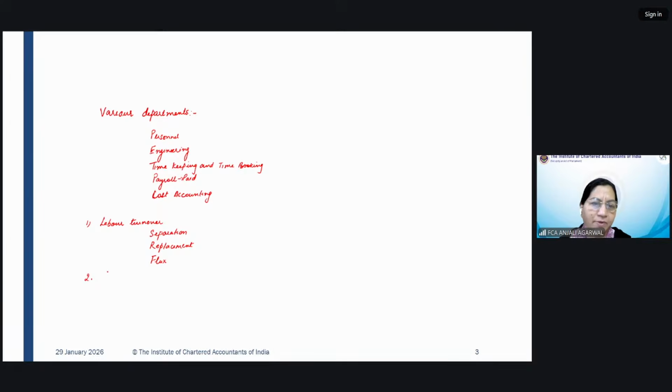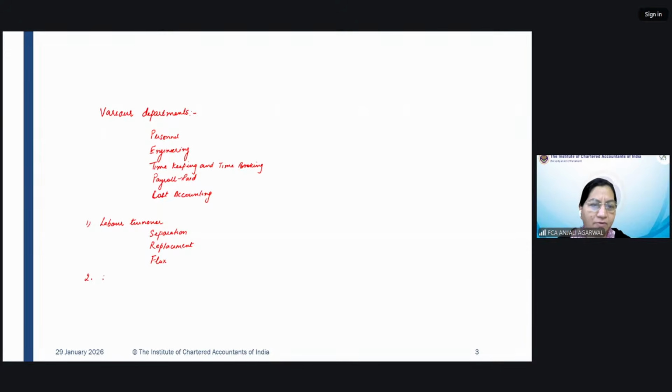We also talked about labor turnover cost, which involved not just the opportunity cost of profit foregone because of the sales lost during which the labor was not productive, but also settlement cost, compensation, separation cost, and other replacement cost, training, and so on.